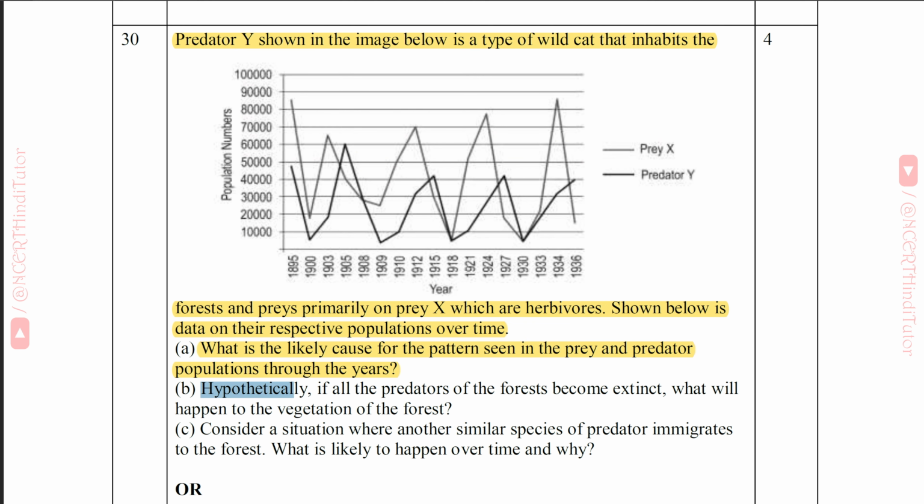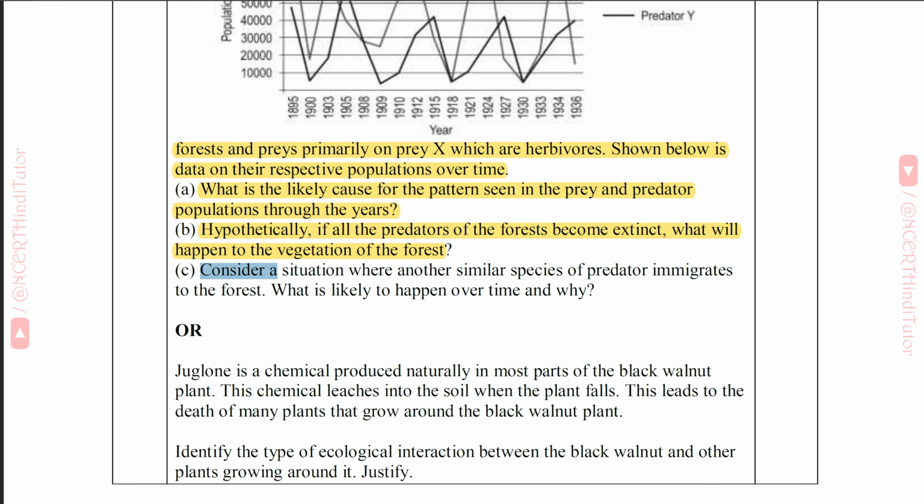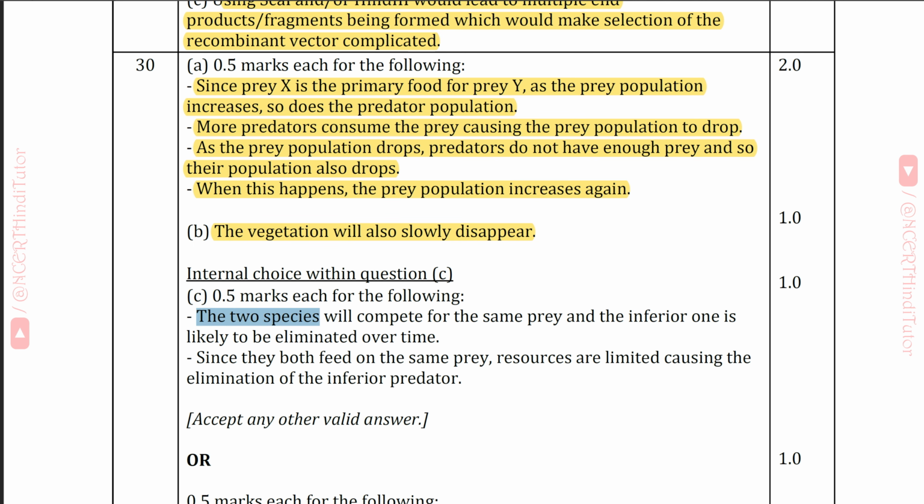B. Hypothetically, if all the predators of the forest become extinct, what will happen to the vegetation of the forest? Answer. The vegetation will also slowly disappear. C. Consider a situation where another similar species of predator immigrates to the forest. What is likely to happen over time and why? Answer. The 2 species will compete for the same prey and the inferior one is likely to be eliminated over time. Since they both feed on the same prey, resources are limited, causing the elimination of the inferior predator.